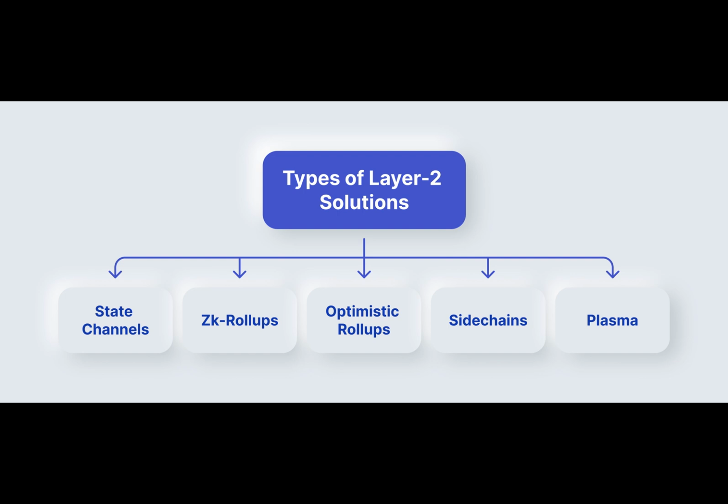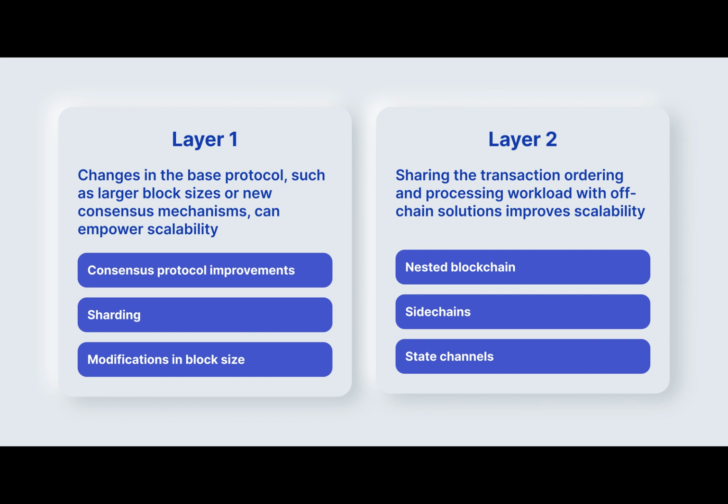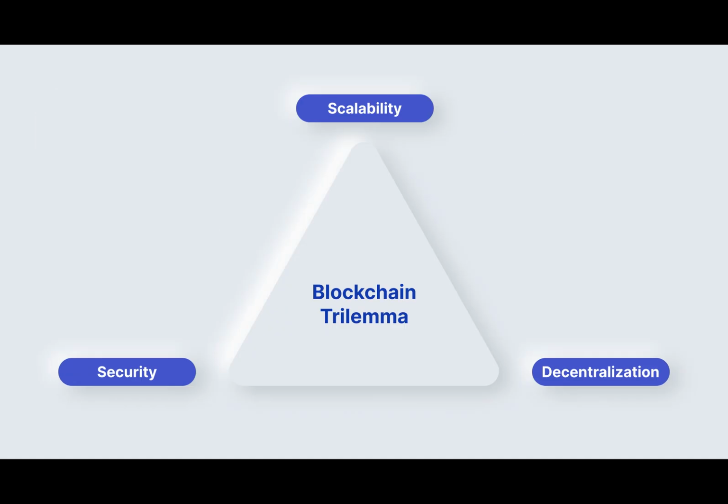A nested blockchain introduces a hierarchy of chains where secondary chains, or child chains, execute transactional processing under the strategic direction invoked by the parent blockchain. The contrast in strategies between Layer 1 and Layer 2 solutions is stark.